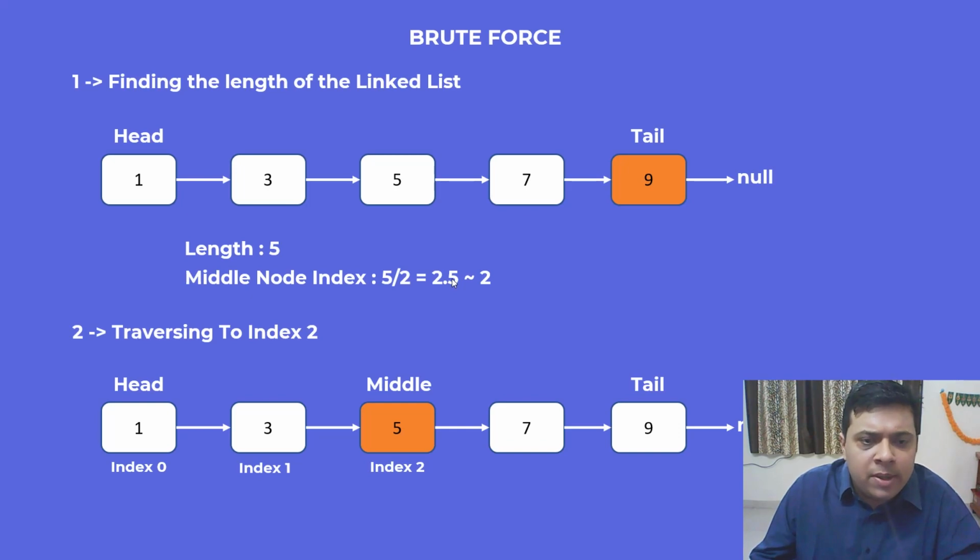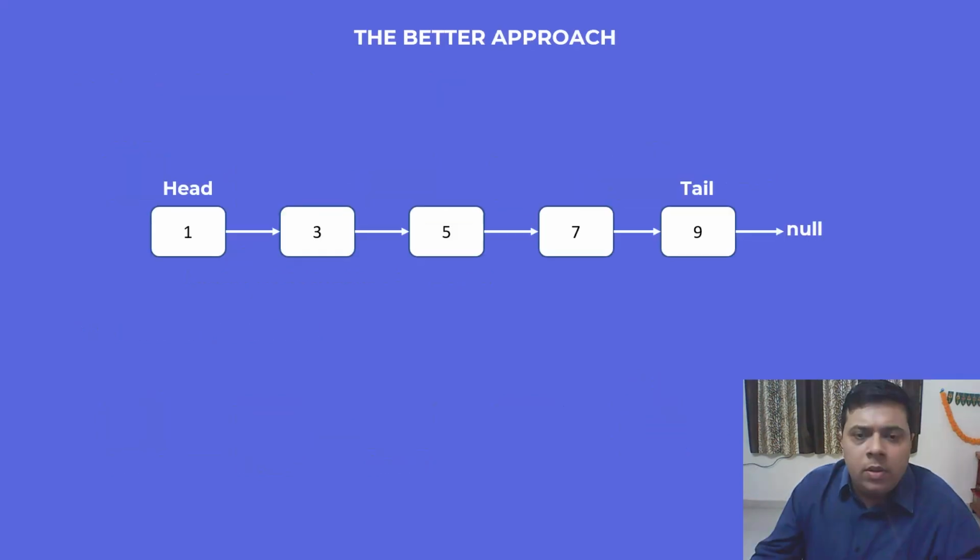So this is what there is to solving this problem in a brute force approach. First, find the length of the linked list, then you traverse to the index 2. So time for the better approach, and we are going to work with the same list: 1, 3, 5, 7 and 9. 1 is the head, 9 is the tail of this particular linked list.